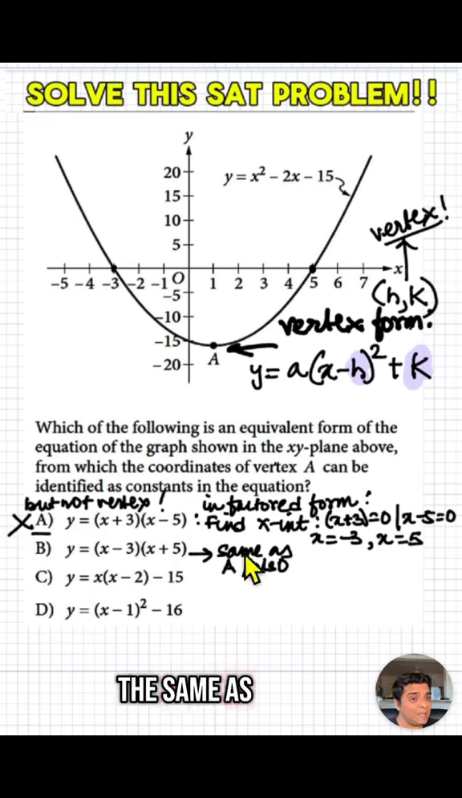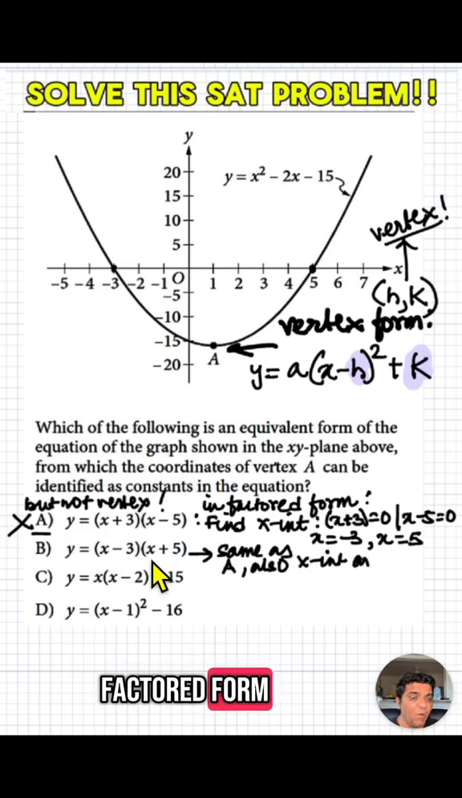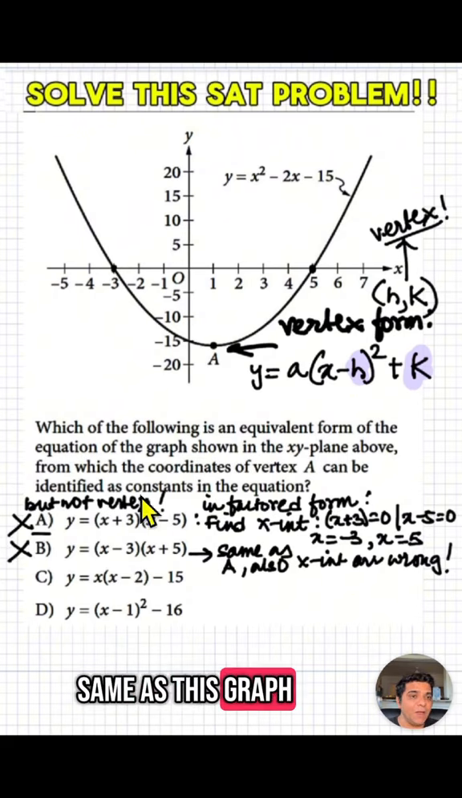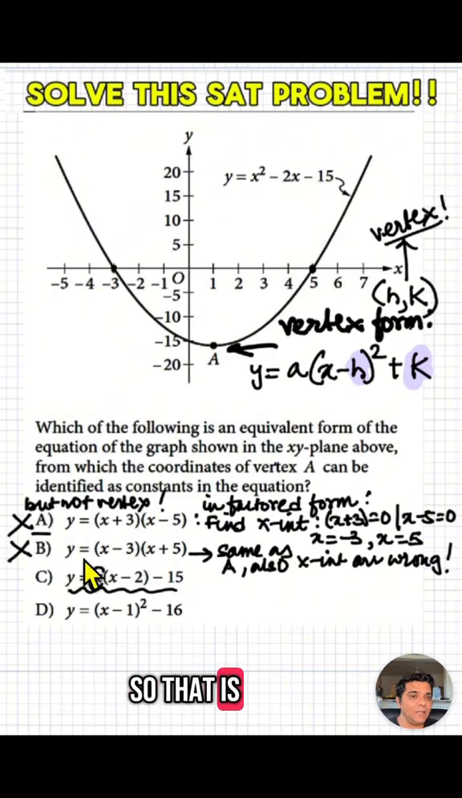This one is the same as A. Again, you get the factored form, except even here, the intercepts are not the same as in this graph. They are 3 and negative 5. So that is also a wrong choice.